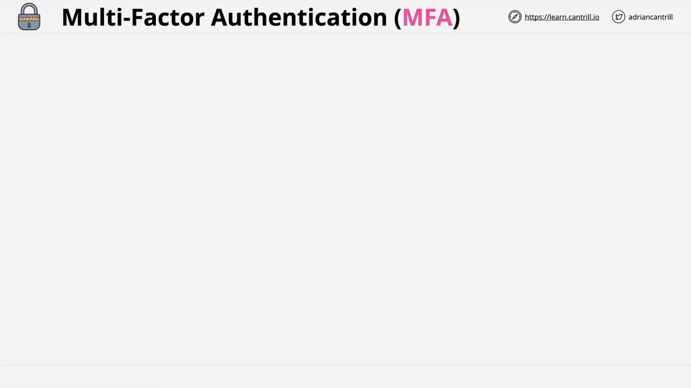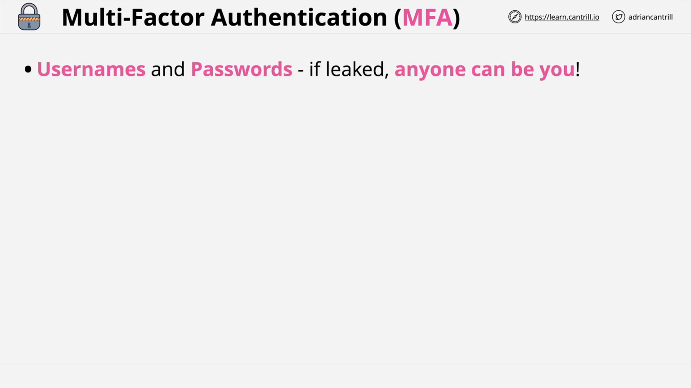Before I talk about the way that multi-factor authentication is implemented within AWS, let's just refresh our knowledge on exactly why MFA is needed. Consider for a moment the way that you usually log in to any web-based applications. Generally, you use usernames and passwords, and if both of these are leaked, then anyone can be you. Anyone can take your username and password and use them to log into an application and impersonate you as an identity. So what we need is a way to improve this.